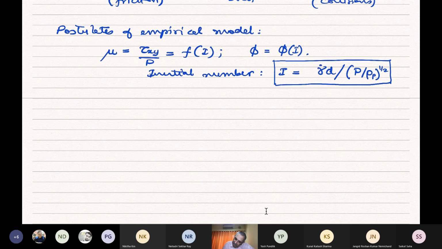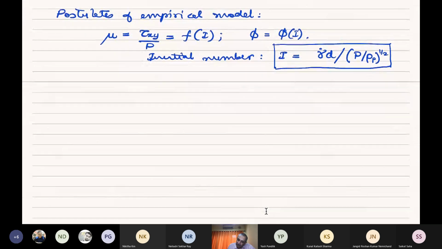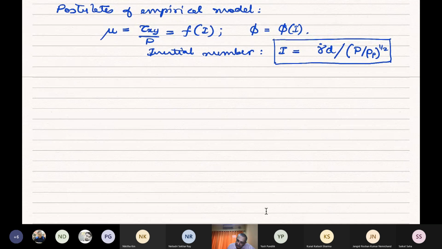And so what they said is this is a dimensionless number. Mu is also dimensionless. It's the ratio of two stresses. So they said this dimensionless number can only depend on this dimensionless number. And then the volume fraction can also depend only on this. And what they found from many experiments and so forth is that this in fact holds true for many cases. And what they find is that mu, if you plot as a function of I, it essentially goes like this.